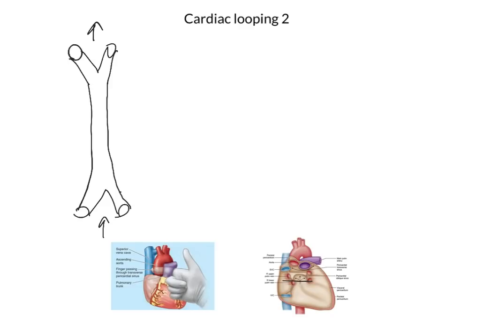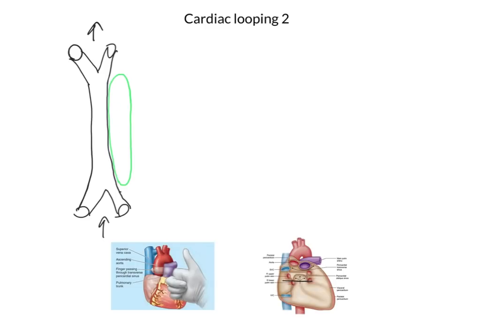Now this primitive heart tube is embedded, if you like, it has invaginated into the pericardium. And I'm going to depict the pericardium in green. So the pericardium has two layers. It has the visceral layer, which is in contact with the heart directly, literally stuck to the heart. And then it has the parietal layer, which is sitting more superficially. And in between those two, we have pericardial fluid. So this space is filled with pericardial fluid.